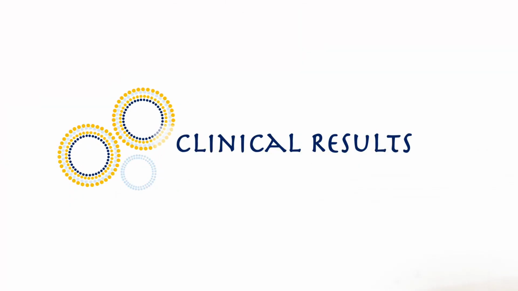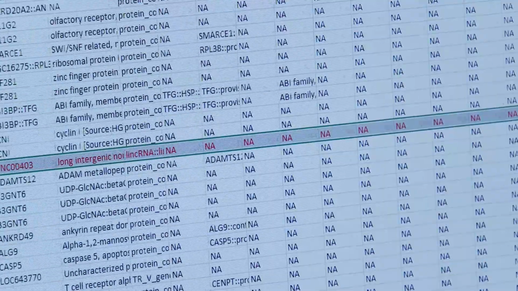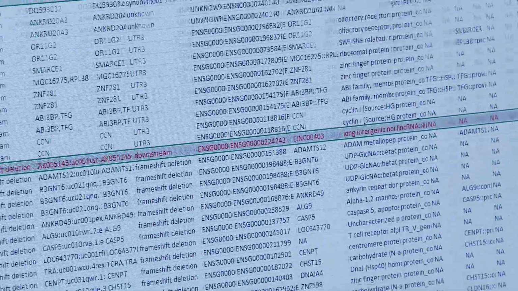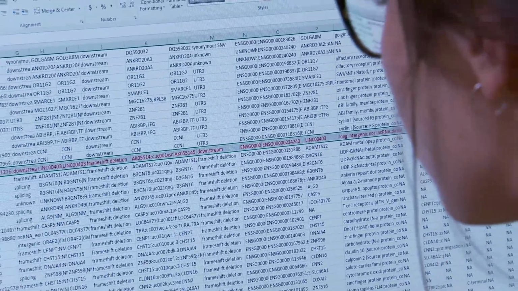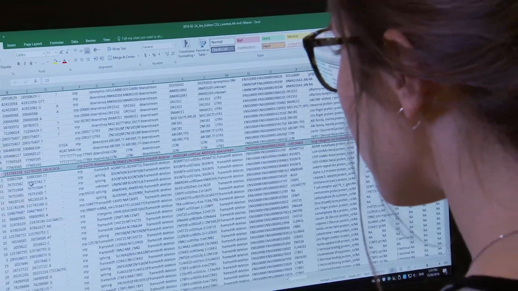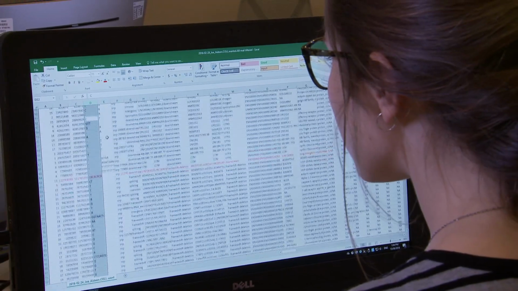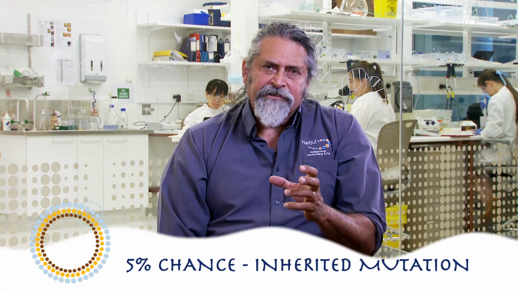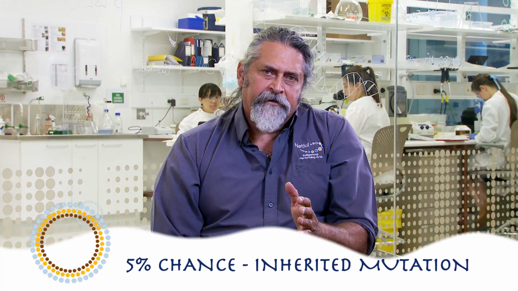Clinical results. When samples have been sequenced, experts analyse the data to identify mutations in any genes known to be involved in cancer. These results are shared with the doctor so he or she can better understand the condition. In the process of analysing these genes, there is a 5% chance that scientists will identify a mutation which was there from birth, and cause the cancer. This risk can vary depending on the cancer type.